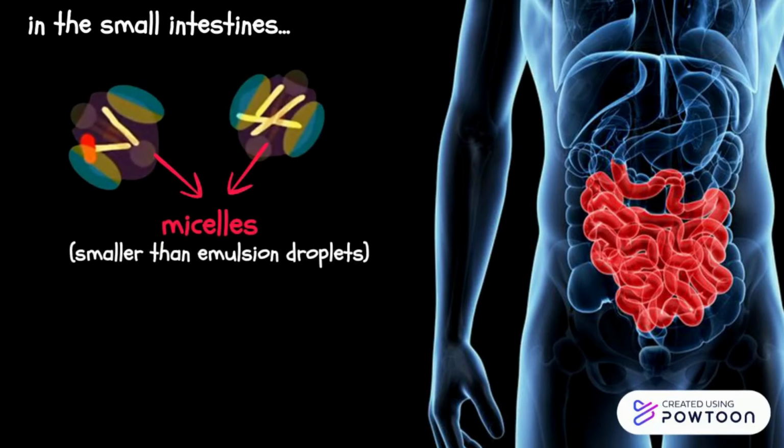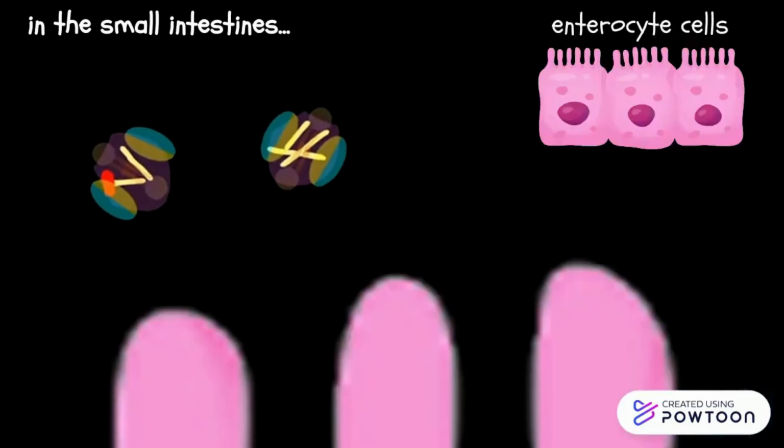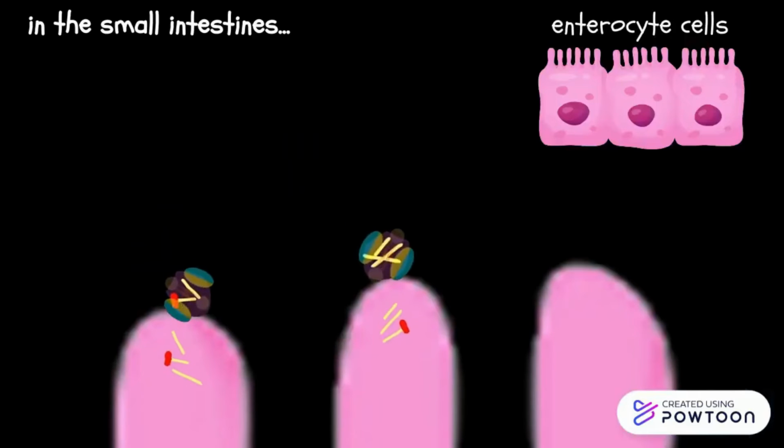Bile salt envelops the fatty acid and monoglyceride to form micelle. Micelle have a hydrophobic interior with a hydrophilic exterior. This allows efficient transportation to the membrane of the enterocyte cell of the small intestine. Here, the fat components are released and disseminate into the cell of the digestive tract lining.